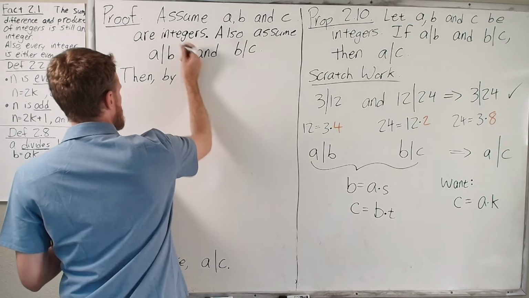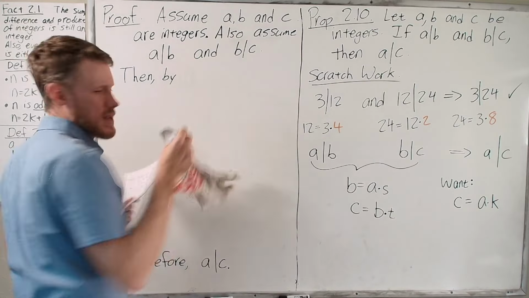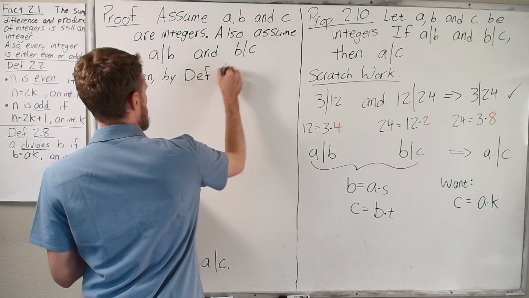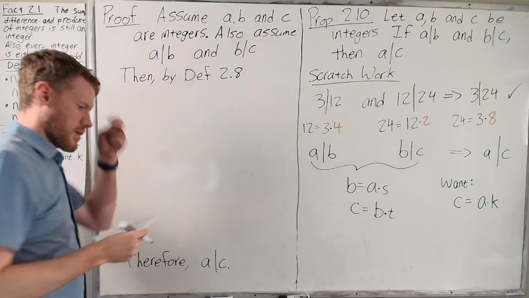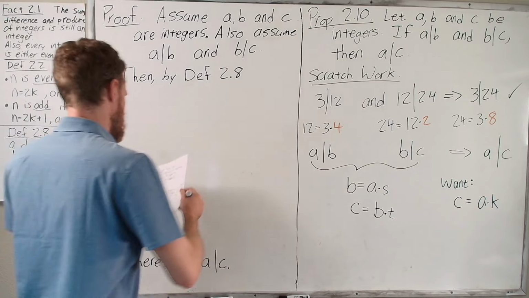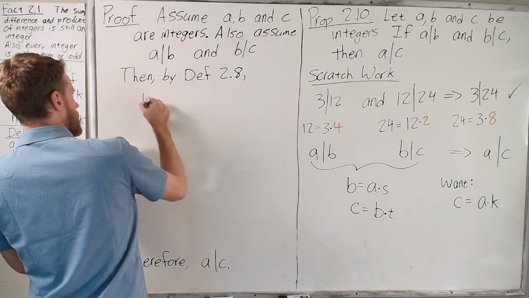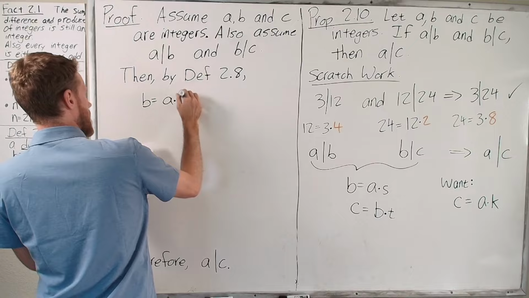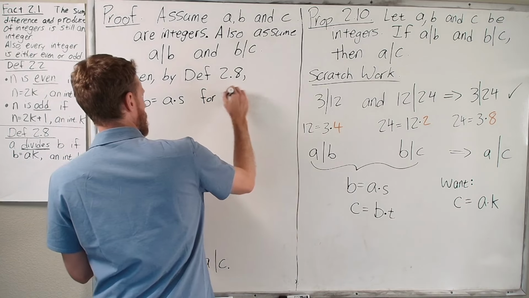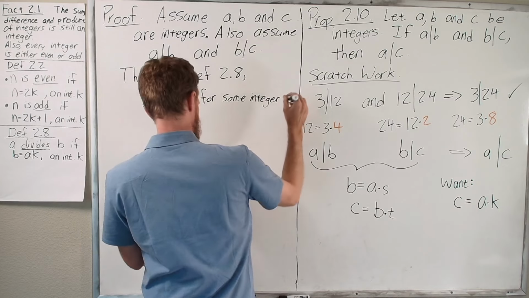So then, you could say the definition of divides, or you can say the number. In this case, that number is definition 2.8. But if you want to say by the definition of divisibility, so you don't have to memorize the number, that's fine too. So by definition 2.8, what does a divides b mean? It means b equals a times some s, where s is an integer, for some integer s.